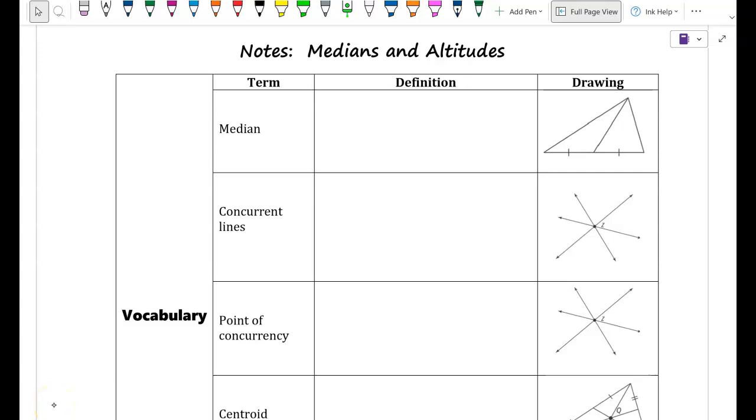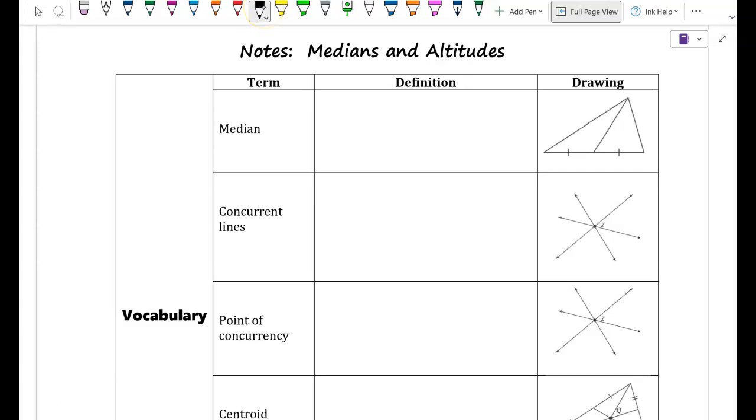All right, today we're going to talk about medians and altitudes. These are some more segments that occur in triangles. Yesterday we talked about perpendicular and angle bisectors, so now medians and altitudes, just giving us some idea of some different segments that happen in triangles and how that impacts the solving. So let's first talk about what is a median.